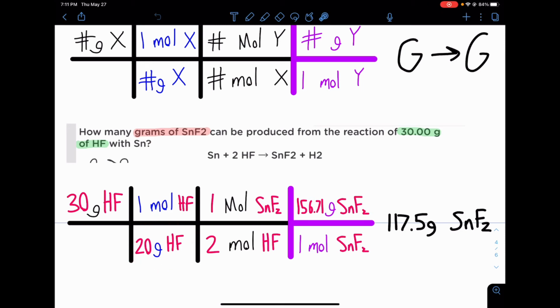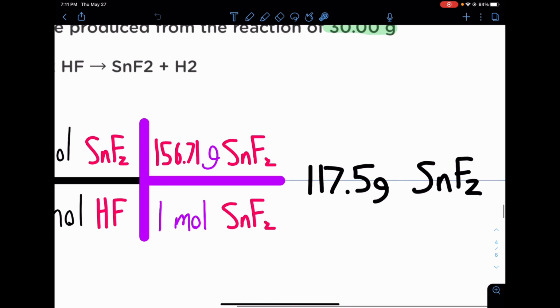And so then you just want to do 2 HF, as you can see here, is going to end up with 1 SnF2. And then you're just going to find, again, the molar mass of that, which is 1 mole of SnF2 is going to be 156.71 grams. And then you multiply all the top, and then multiply all the bottom, and then divide the top over the bottom, and you're going to get 117.5 grams of SnF2.